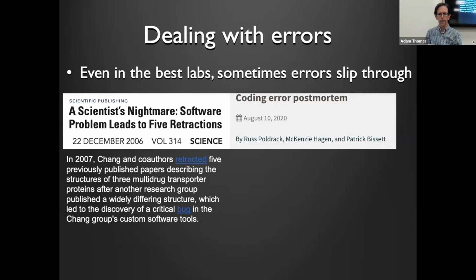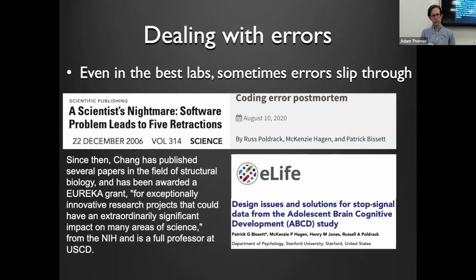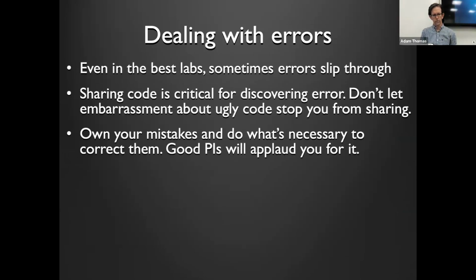Russ Poldrack has a great blog article about how they also had an error when it was in a preprint that they had posted. And they described some issues that they had identified with the stop signal task in the ABCD study, and they published the code. And then the ABCD stop signal team performed a detailed review, and they notified us of the error, and then they corrected it in the preprint before it actually went to publication. And then that eventually went on to become an eLife paper. Oops.